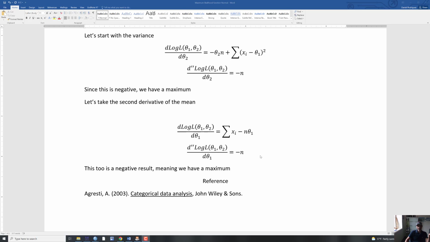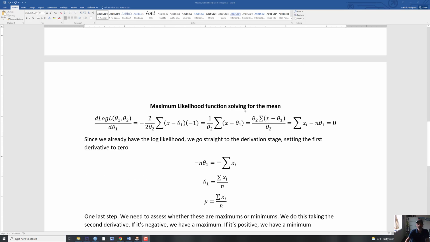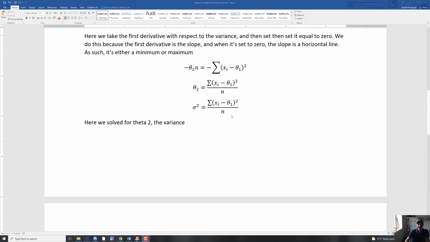So that is where we started, right? We wanted to show what the maximum likelihood estimate of the mean was, but we already kind of know this, because that's what we use to calculate the mean. It's sigma xi over n, and then we know what the maximum likelihood estimate of the variance is.